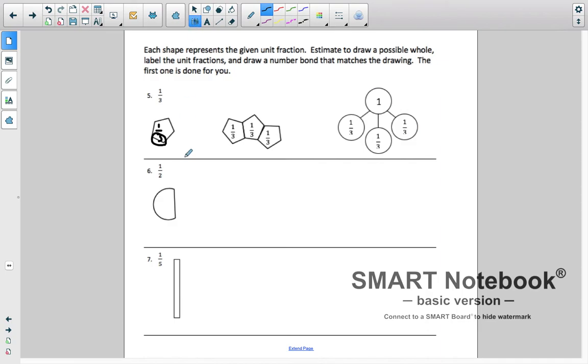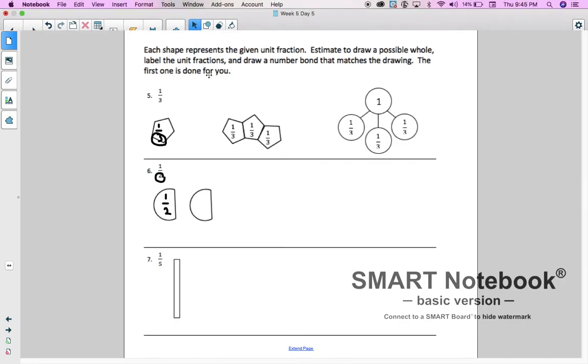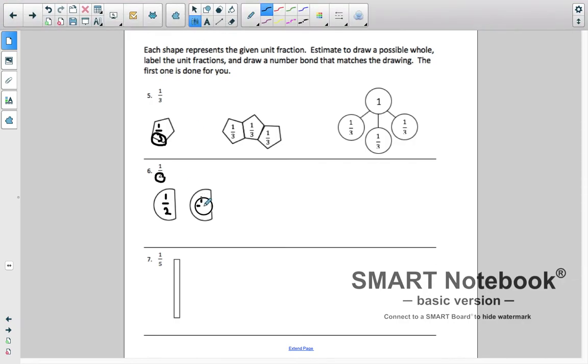All right, let's look at number 2. So this shape right here is going to equal 1/2. And I'm going to look at the bottom number, which is 2. So I need to have 2 of those pieces. There we go. I can move 1/2. So 1/2 and 1/2. I have my 2 pieces. Now I'm going to do my number bond. So 1 is my whole, and I'm going to have 2 circles because I had 2 of my shapes. And I'm going to write 1/2 in each one.